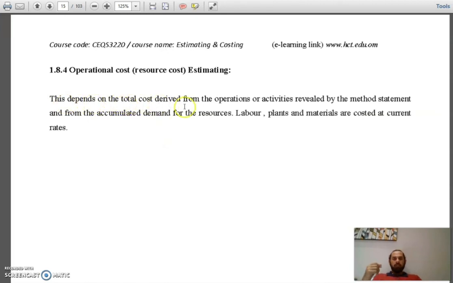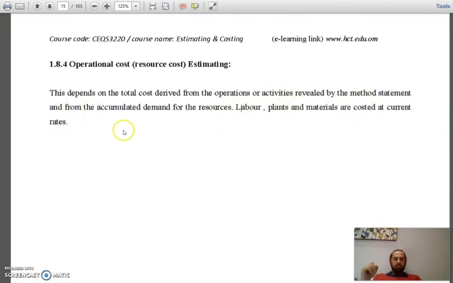This depends on the total cost derived from the operations or activities revealed by the method statement and from the accumulated demands for the resources: labor, plant, materials, costed at the current rates.